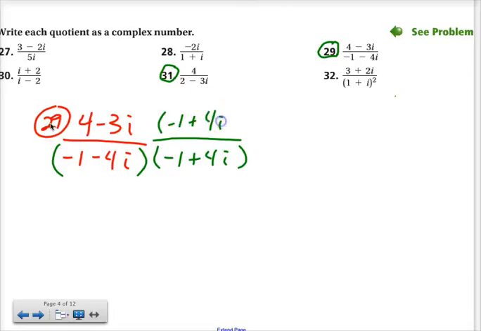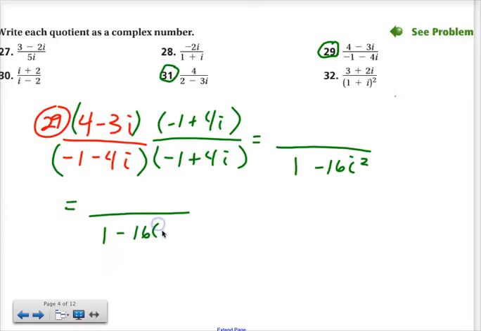And then whatever, of course, we do to the bottom, we have to do to the top to keep our fraction equivalent. So the bottom is what I was focusing on to get rid of the i. That's where I'm going to start. I'm going to do first times first, which will give me 1. But outside times outside is going to be a -4i, and inside times inside is going to be a +4i. And those are going to cancel each other out. So I'm not going to worry about those. And then last times last will give me a -16i squared. So that will be 1 minus 16 times -1, because i squared is -1, which will actually make it 1 plus 16, which is 17.